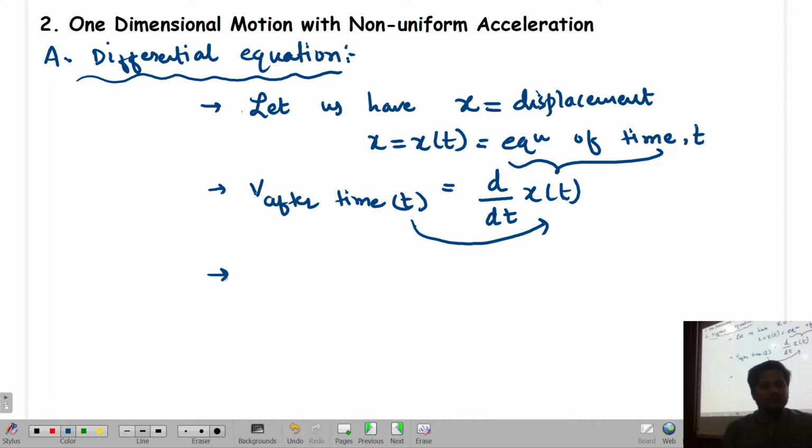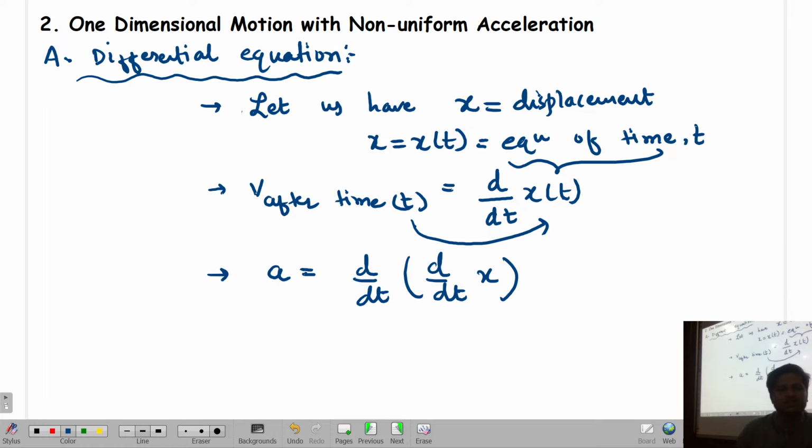The second thing is, if you want to calculate acceleration, you will have to differentiate again. So you take d by dt again of this, and you are going to get acceleration. So acceleration means two times differentiation of the same formula, and then you will get acceleration over here. Yes or no?